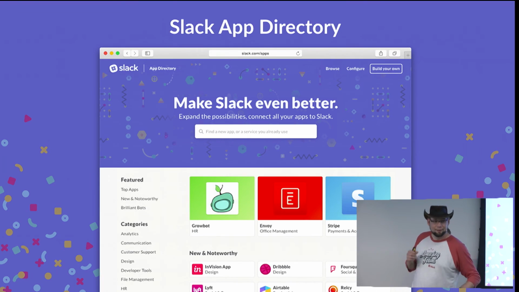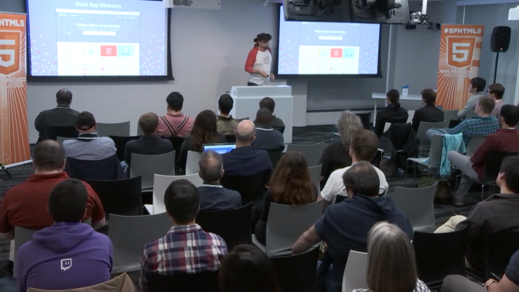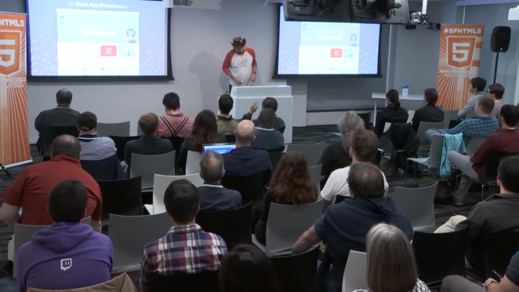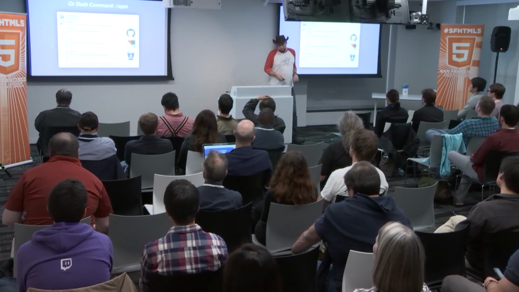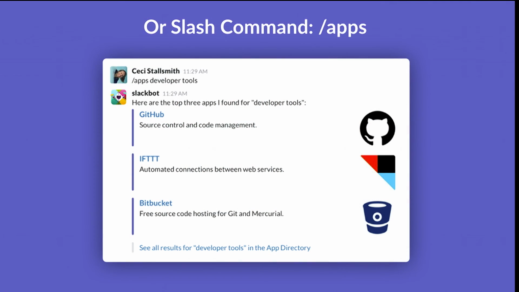What does the approval process look like for apps? I'm glad you asked. We'll get to that in just a second. And of course, if you're too lazy to leave Slack and go to the website, we have a slash command, /apps with a search term, and it will return the top three results from our app directory. We hope to be doing more with this in the future. And of course, it's got links directly to the entries in the app directory itself.